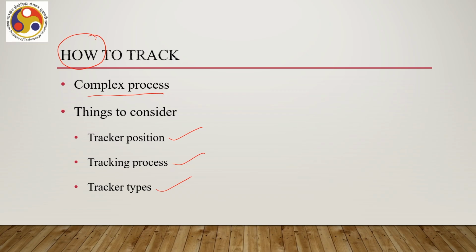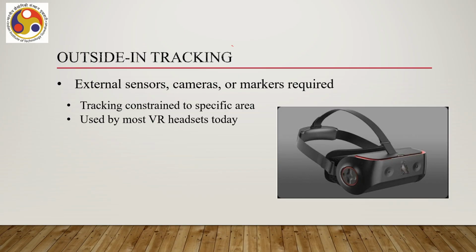Let us start with the tracker position part. Now, depending on the position of the tracker or the sensor that provides input for tracking, we can have two types of tracking. One is outside-in tracking.